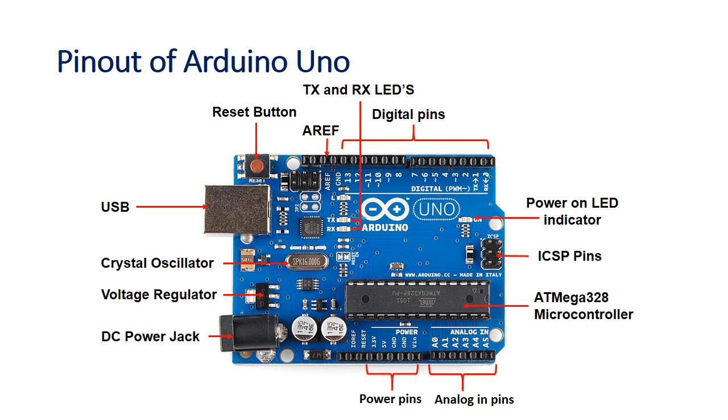This is the transmit LED, this is the receive LED. It means when Arduino transmits any data on a serial port, this TX LED blinks. When Arduino receives data, then this RX LED blinks.